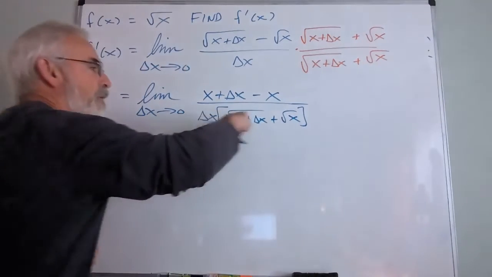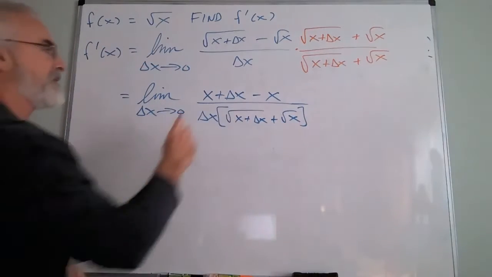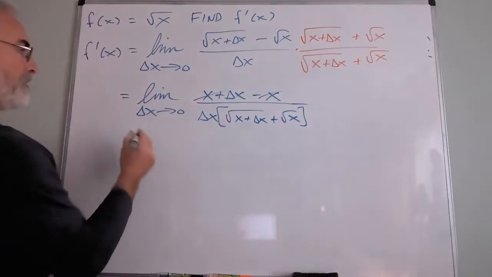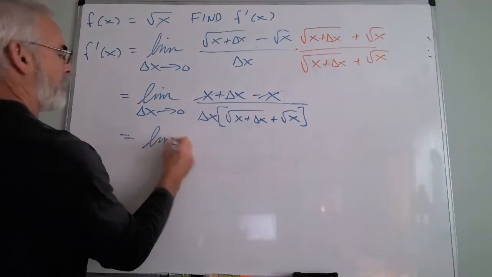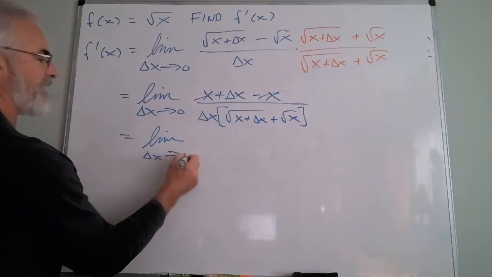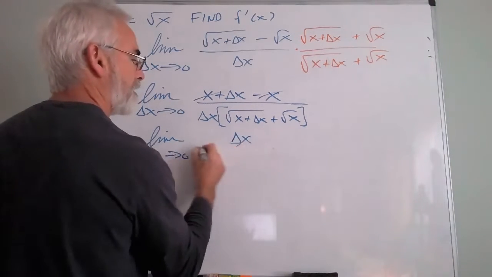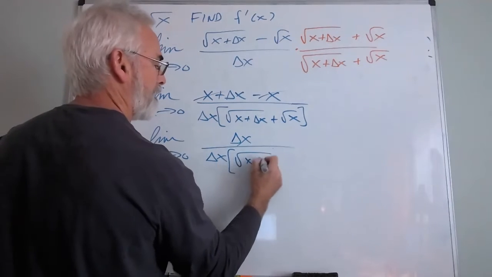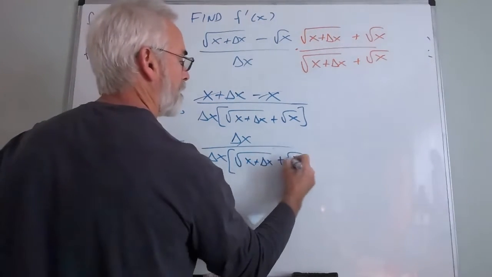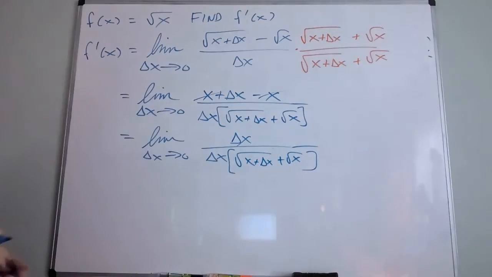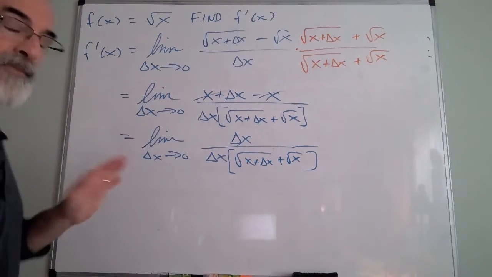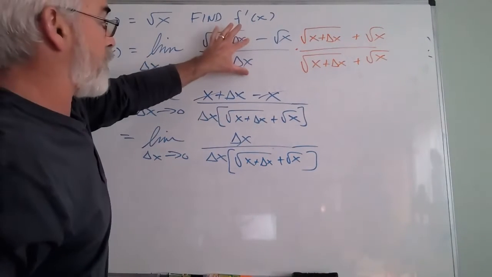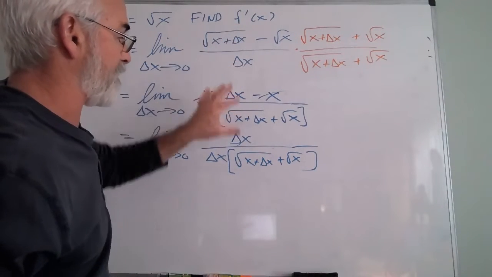root x plus delta x. I don't want to distribute here. The reason is I want to be able to cancel. If I distribute, I will lose sight of the thing I'm trying to cancel. So if you notice here, algebraically, if I drop the word limit, is this quotient equal to this, and is this equal to this?